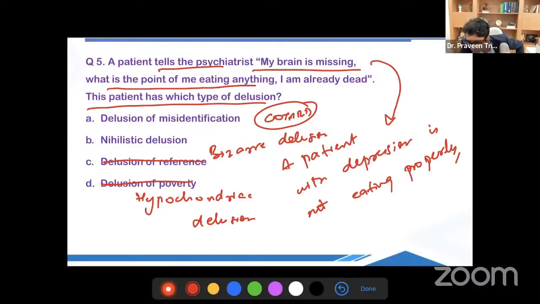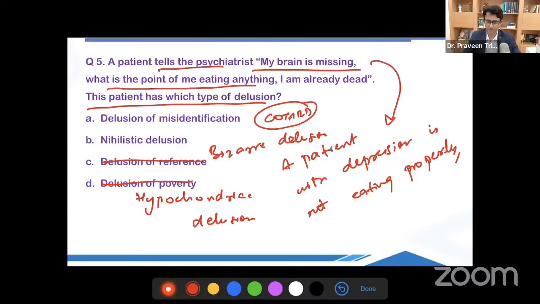Options: bizarre delusion, hypochondriac delusion, Cotard and illicit. What was the statement, guys? Okay, both were there. What was the statement? Type of delusion was asked.